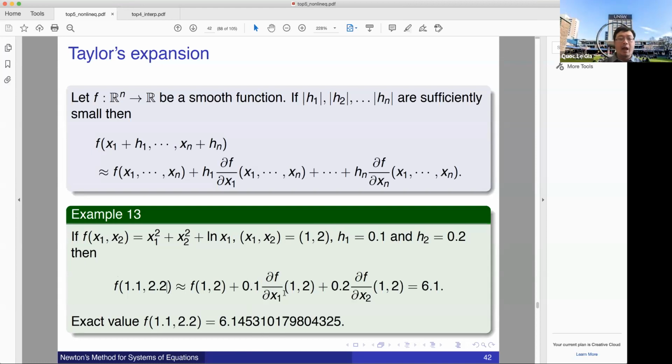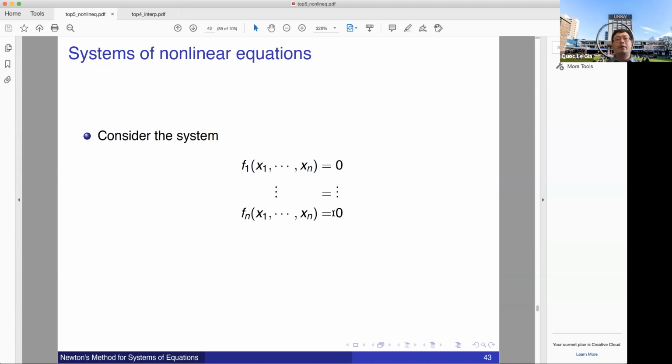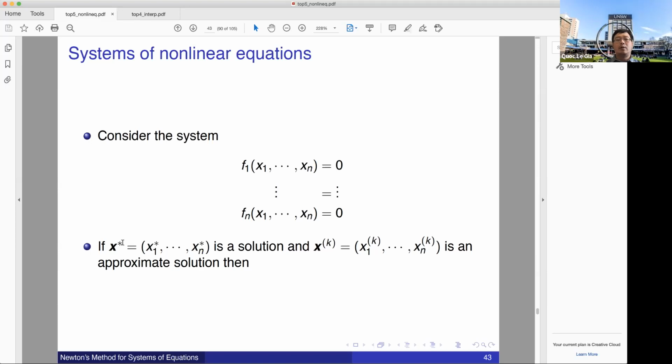So now, how do we use this Taylor expansion? So now we want to solve the system of nonlinear equations, right? So remember we have n equations, yeah? And then we have n variables. So we have a system of n nonlinear equations. Then suppose my solution is x star. So x star now is a vector, okay? Then my iteration at the kth iteration is also a vector, yeah?